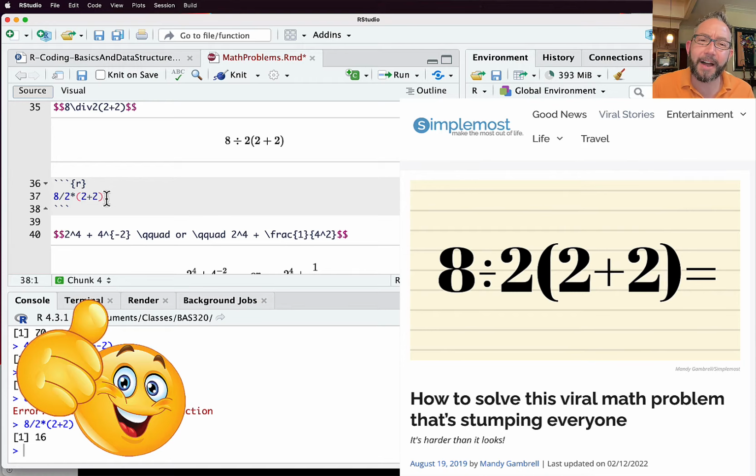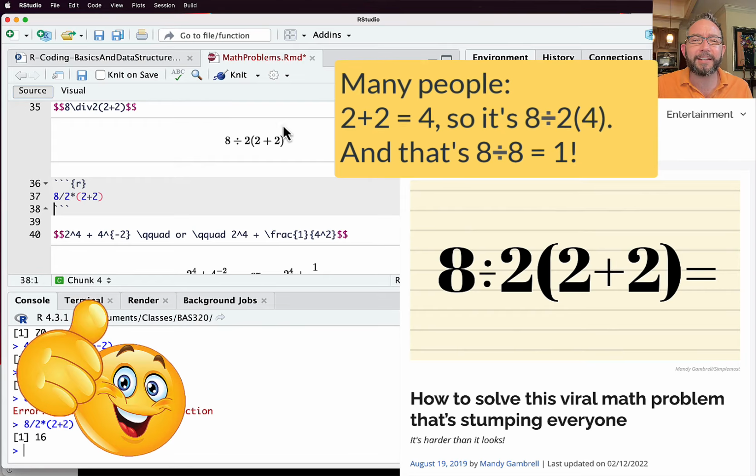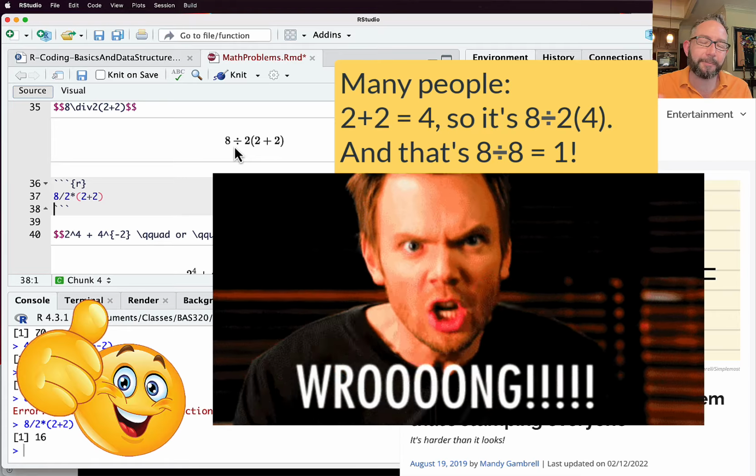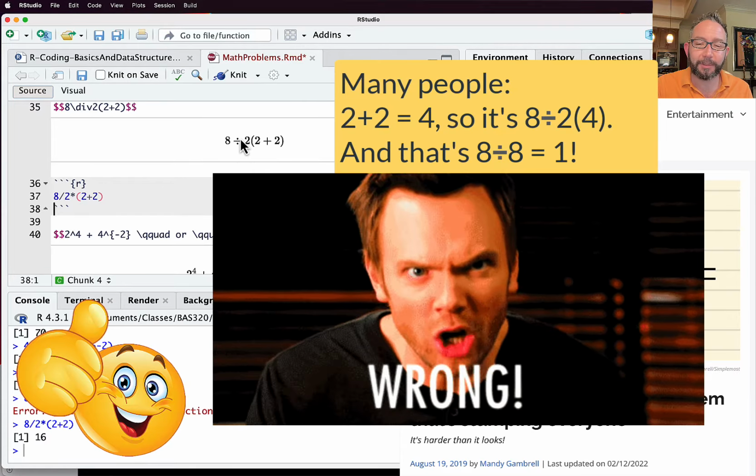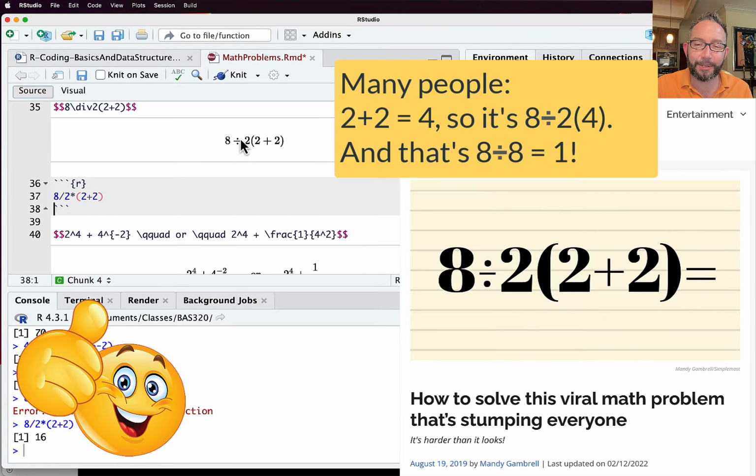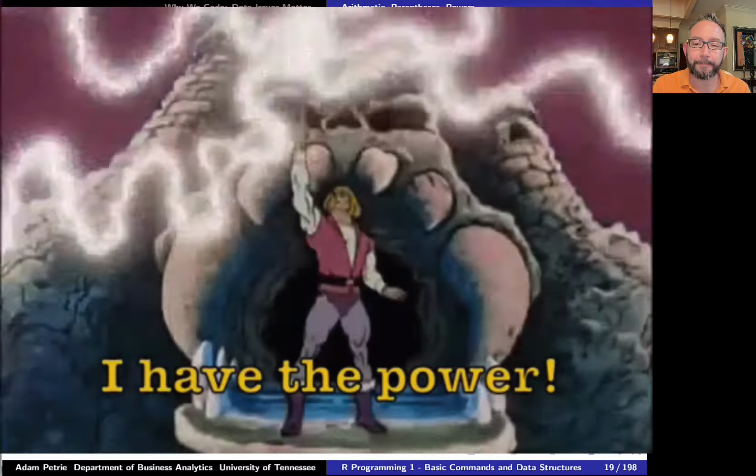And going back to that viral meme, normally what people did is they said, okay, well, let's do the 2 plus 2 first. That's going to be 4. Multiply by 2, that's going to be 8. 8 divided by 8, that's 1. Wrong answer. So R is going to be able to get us there with no issue. Just got to make sure those parentheses and multiplication symbols are there.